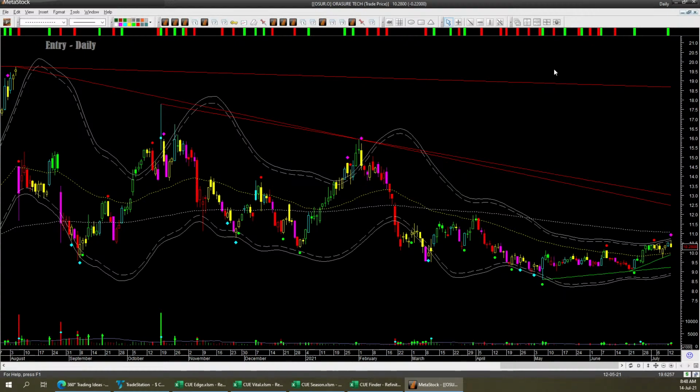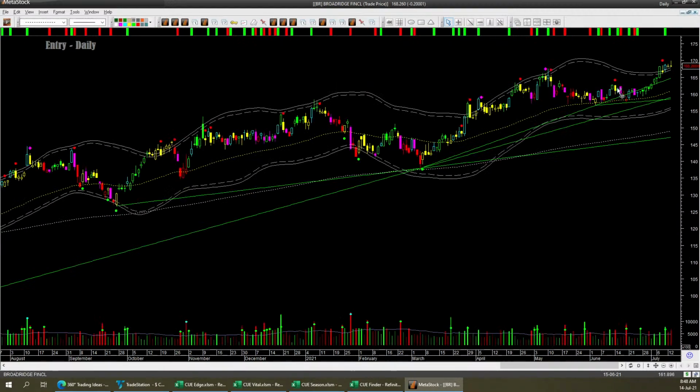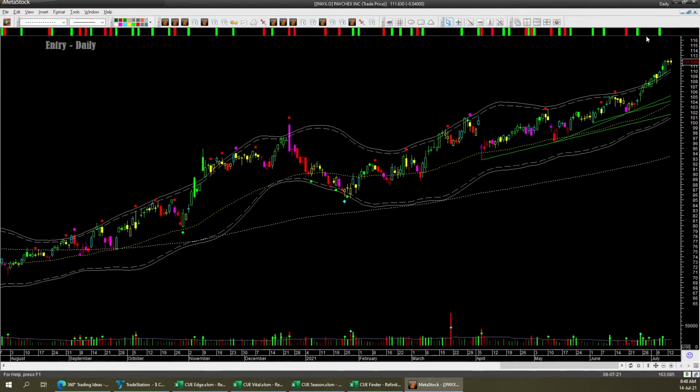Next is OSUR. It has a bearish headwind. I think red candle high, but trend line support is there. Not going to short. BR has a trend line support nearby. Not going to short. Let's look at Paychex.